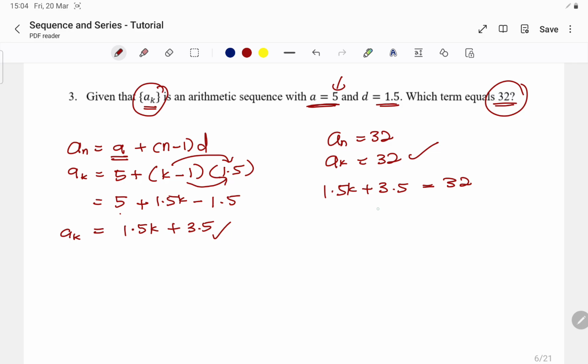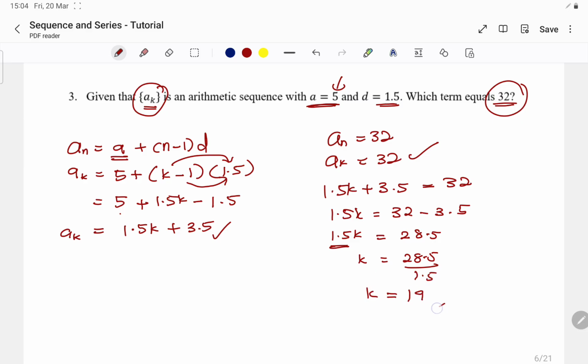So you move 3.5 to the right side, so you're going to get 1.5K equal to 32 minus 3.5, which is 28.5. And then here you will get 1.5K. Now we want to find K only, right? So you just bring 1.5 to the right side. You will get 28.5 divided by 1.5. So the answer is equal to 19. So K is 19. So by right, A19 is equal to 32. Like that for question 3. We go through the next question.